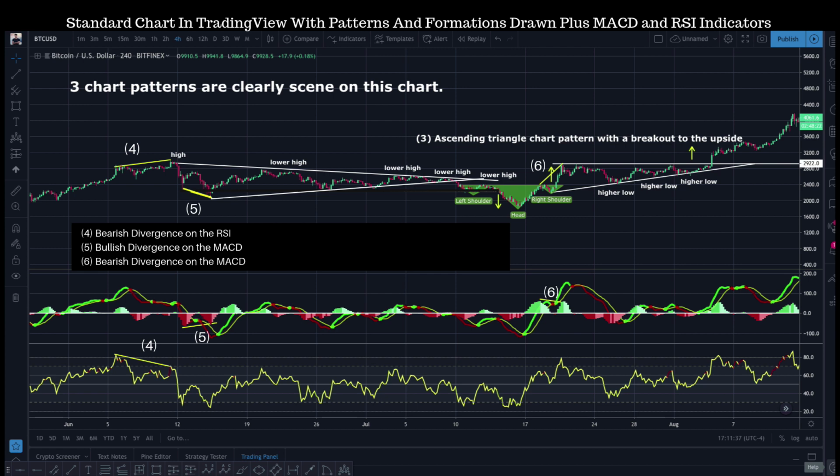Learning indicators like the MACD and RSI can add even more confluence to your trades. Having too many indicators, however, can convolute your charts and confuse things. You should always start with the price action and then use indicators to confirm your intuition.